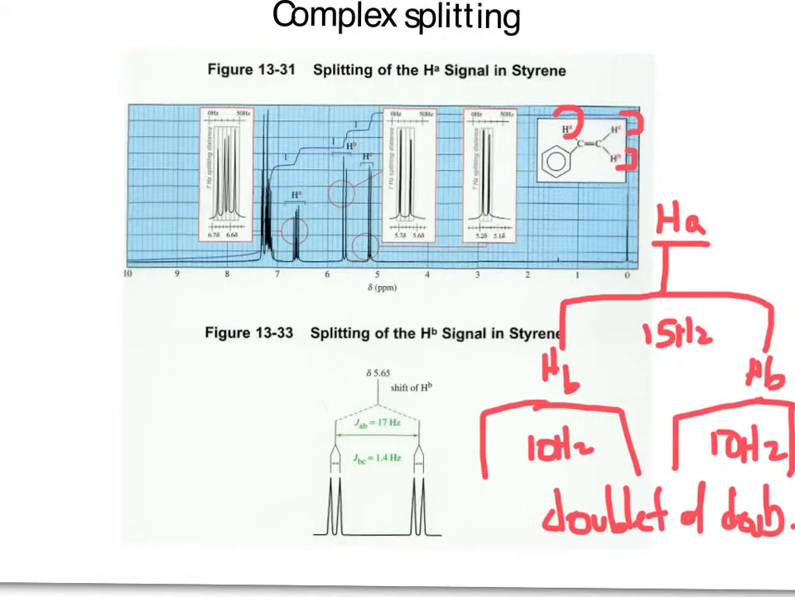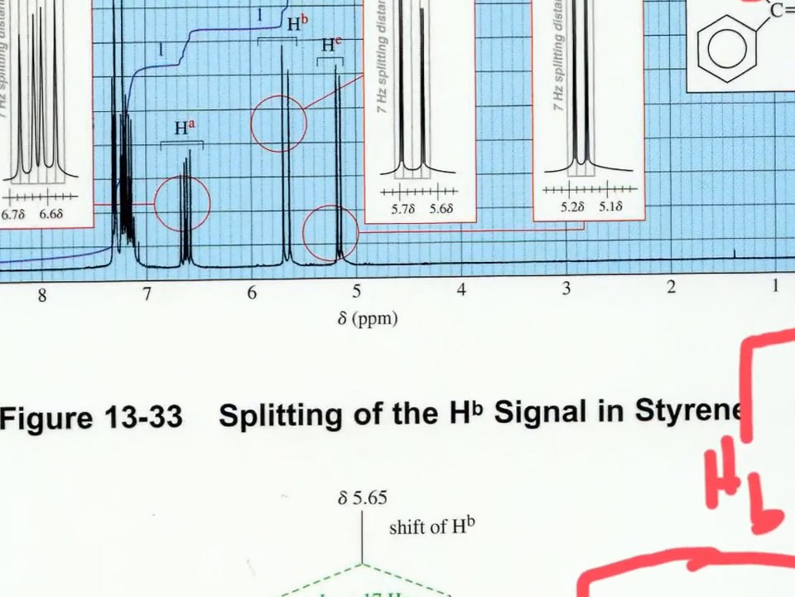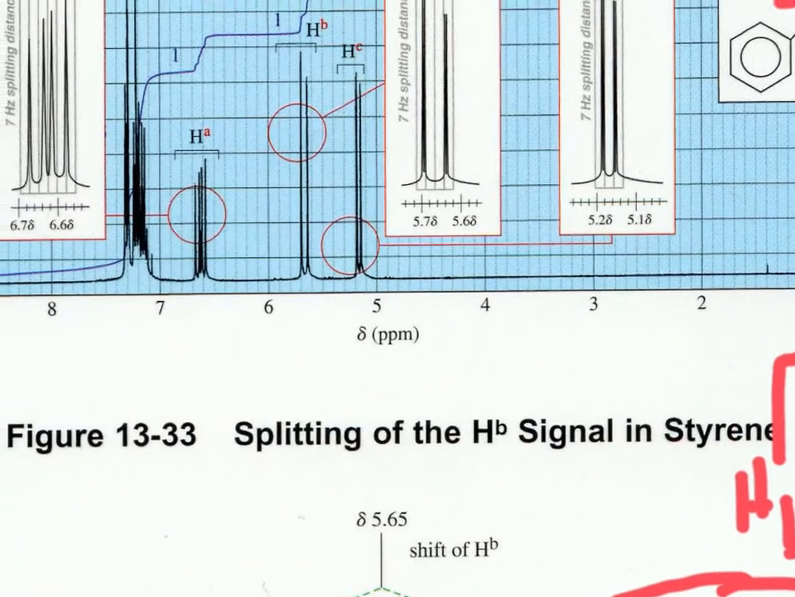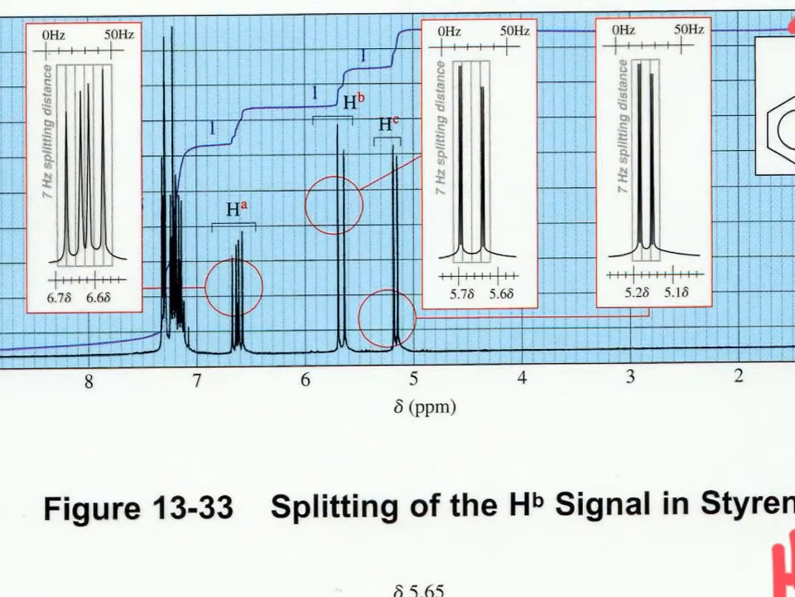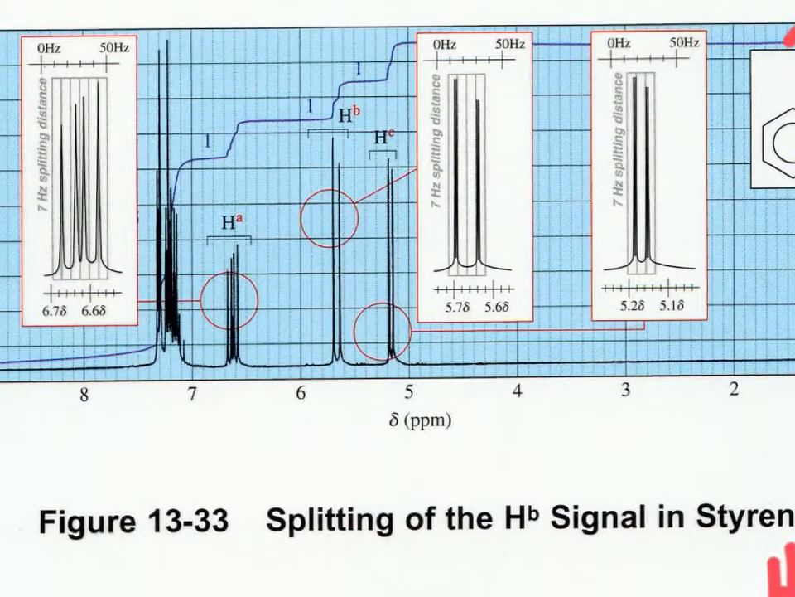The doublet of doublets, kind of hard to see here, but here we go. That is clearly not a quartet. There's no symmetry within that. But if you actually calculate the coupling constants for 1 to 2 and then 1 to 3, what you'd find is you'd get a 10 and a 15 hertz coupling constant.